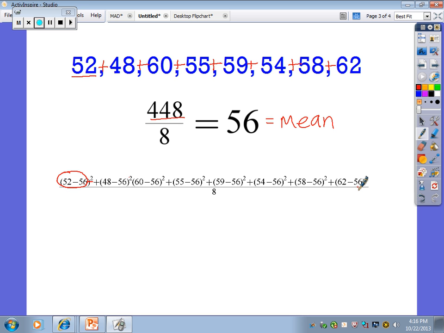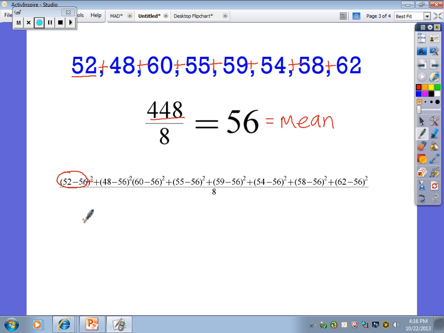Alright, the variance is the difference between the value in the data set and the mean, and then you take that number and square it. And of course, once you've done all of that, you divide by 8. So I'm going to quickly do this. If you need to slow down, you can pause the video. If you need to fast forward through this part, go right ahead.